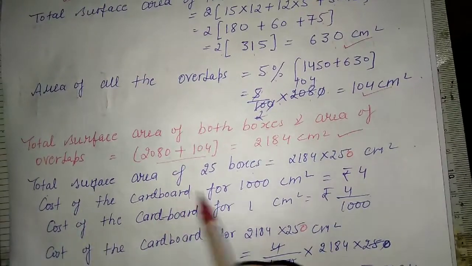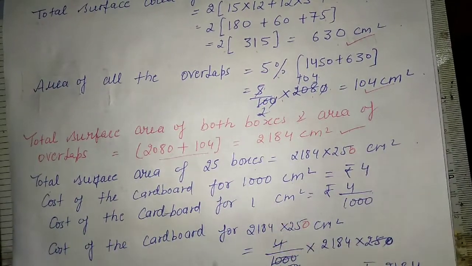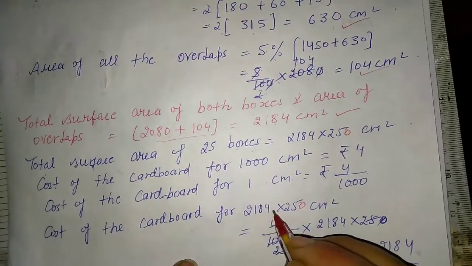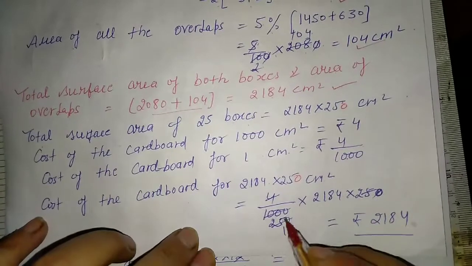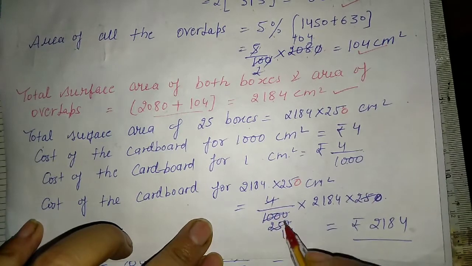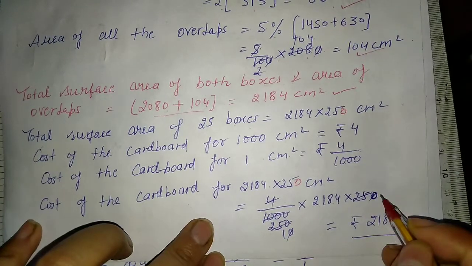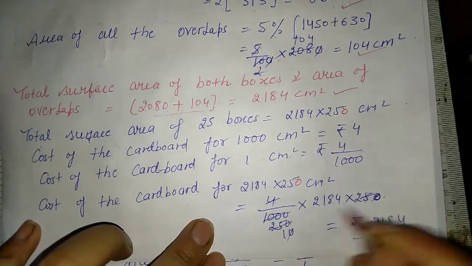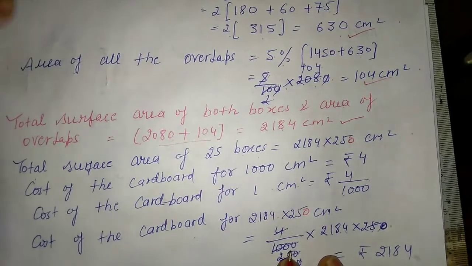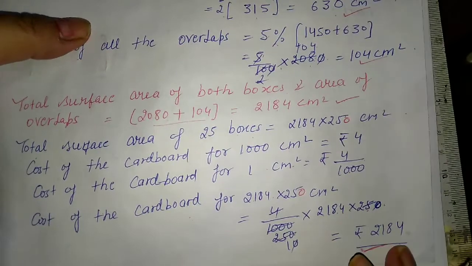So the cost of the cardboard for 1000 centimeter square is equal to rupees 4. Cost of the cardboard for 1 centimeter square, we will have here 4 upon 1000. And cost of cardboard for 2184 into 250, that is 4 upon 1000 into 2184 into 250. If we cut this here, 250 complete can be cut with the zeros, so we'll have here 2184. So this is the cost of the cardboard required for supplying 250 boxes of each kind. So this is the cost, 2184.